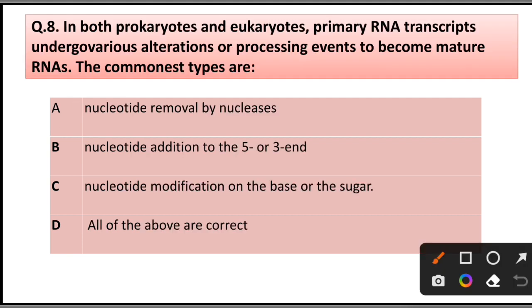Question number 8. In both prokaryotes and eukaryotes, primary RNA transcripts undergo various alterations and processing events to become mature RNA. The commonest types are nucleotide removal by nuclease, nucleotide addition to the 5' or 3' end, nucleotide modification on the base or the sugar. All of above are correct. Answer is option D. All of above are correct.